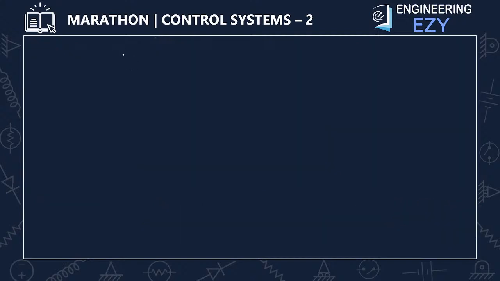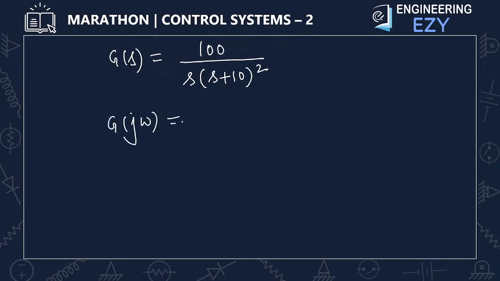I am solving because it is a unity feedback. Yes, Tarun is saying the direct formula with the square root is okay, bache. It is also correct. So what is the correct answer? G(s) is given as 100 upon s plus 10 whole square. So what is G(j omega)? G(j omega) is equal to 100 upon j omega into 10 plus j omega whole square.